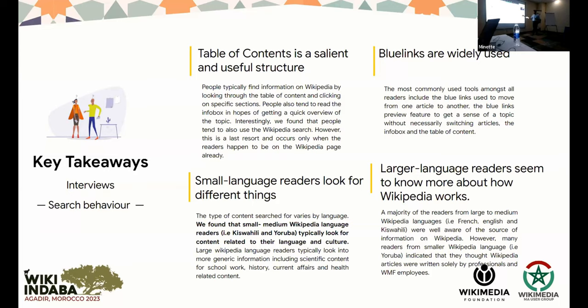We found that small language Wikipedia readers say that they're looking for different things. The readers of Swahili and Yoruba that we spoke to were much more likely to tell us that when they go to those Wikipedias, they are looking for things specifically related to their local culture, their local language, their local context. Readers of English and French were typically looking for things related to a broader language context. And finally, the readers of English and French tended to basically know more about how Wikipedia works in these interviews. They tended to be more knowledgeable about where information comes from, what Wikipedia is, and how it works.